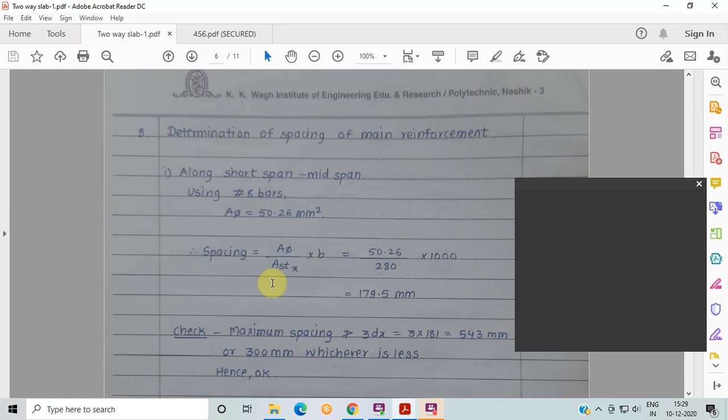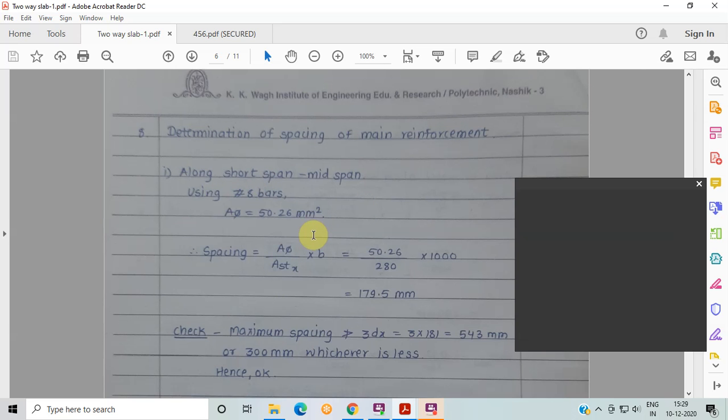Now check for shear. Though the majority of slabs are always safe in shear, we'll still see how to provide this check. Since all the edges are discontinuous, we'll consider at the short edge both edges discontinuous. So Wu max, that means ultimate shear force at support, is given by Wu into Lx effective by 3. That value is coming as 20.4.